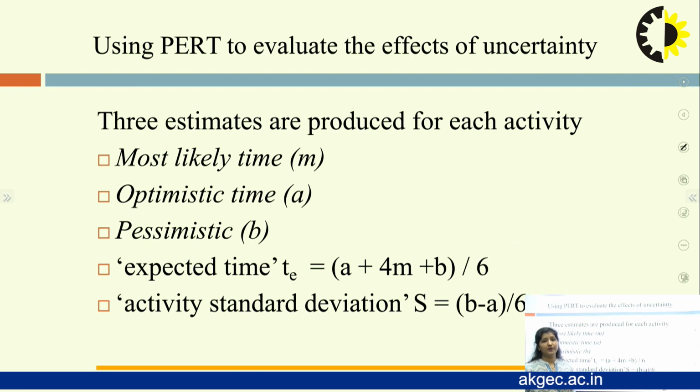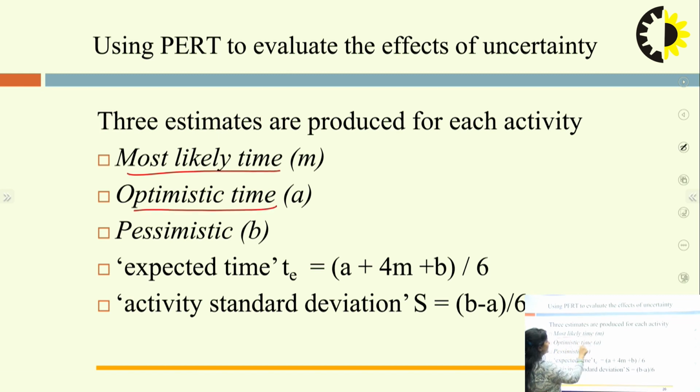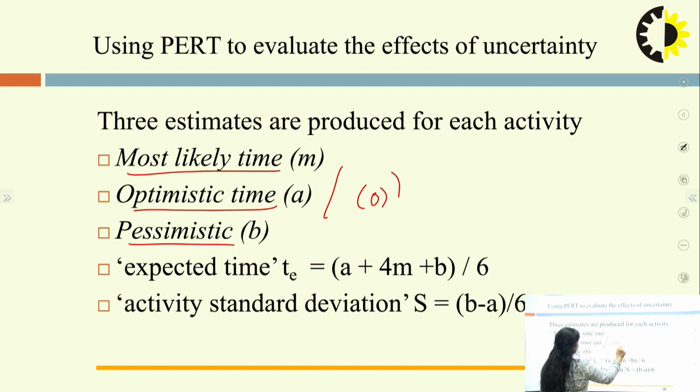Now the next question, which we discussed earlier, is how PERT is able to calculate the uncertainty. Basically PERT consists of 3 types of time: M, A and B. M is the most likely time, A is the optimistic time, and B is the pessimistic time. In some books, the optimistic time can also be represented by O, and the pessimistic time by P. So this is how the notation goes.